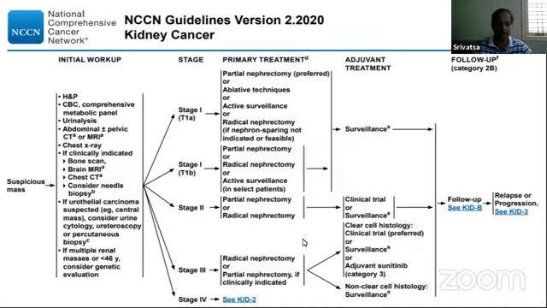So this is the last slide. This is the NCCN guideline. One slide which will tell us all about the management of RCC, starting from the initial workup to the follow-up. Thank you very much.